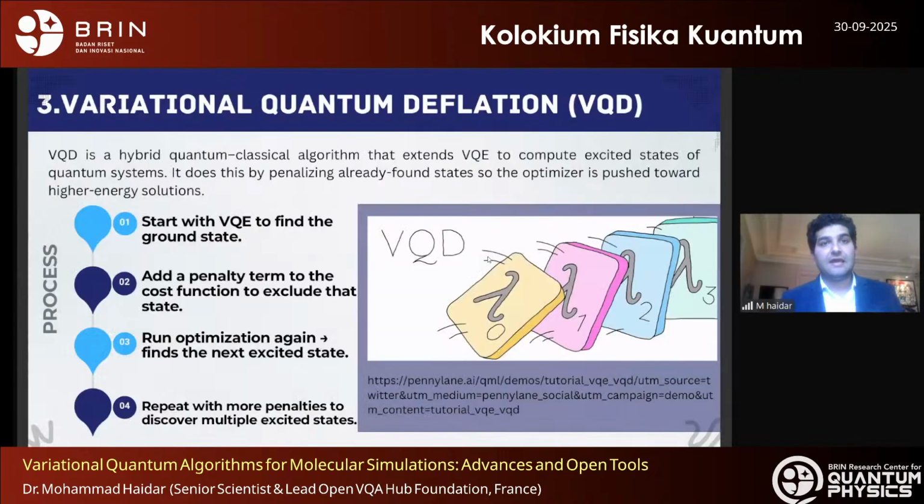Now, variational quantum deflation. The variational quantum deflation is very interesting because it's aiming to find not only the ground state, but also the excited states. How do you do that? You just have to add on top of your cost Hamiltonian some penalty term. Once you add the penalty term, you penalize your cost Hamiltonian, and then you arrive at the excited state you are going to target.